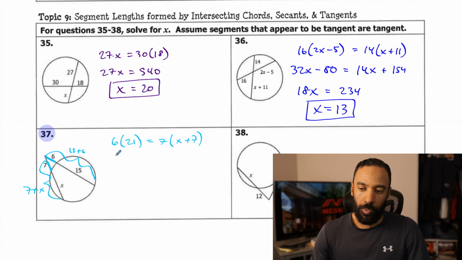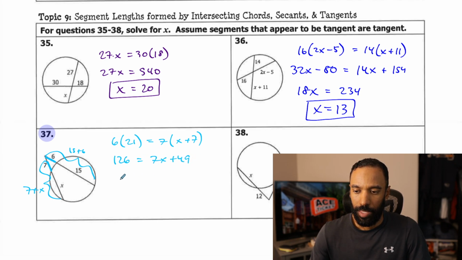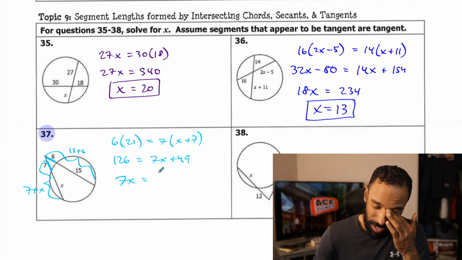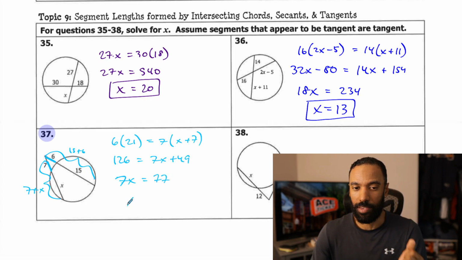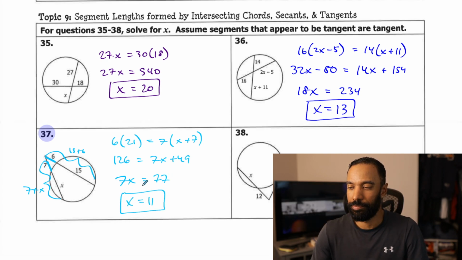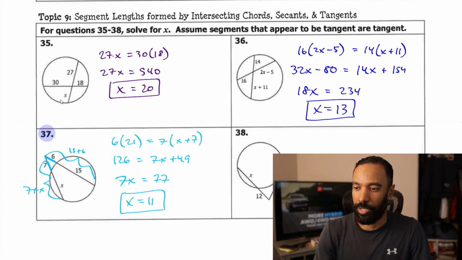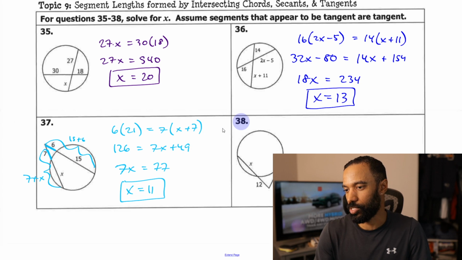6 times 21 is 126. And this is 7x plus 49. I will subtract 49, writing 7x over there, and I get 77. And divide by 7, you get x equals 11. And then we have number 38. Also intersecting outside of here.